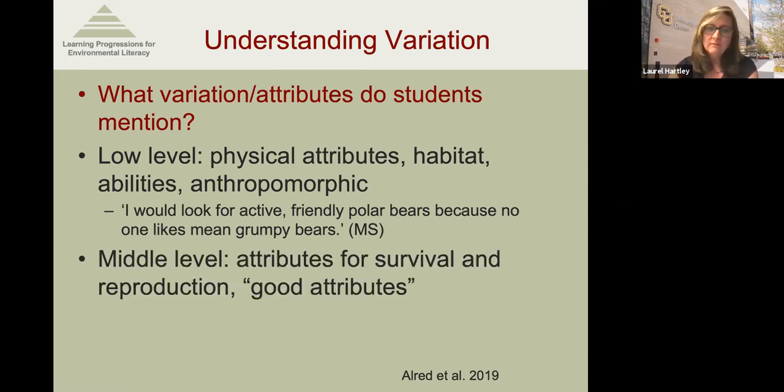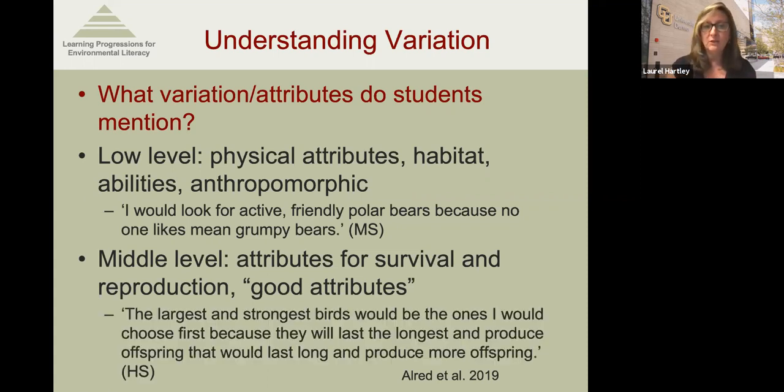In the middle level, they picked attributes for survival and reproduction, or they would kind of give eugenic-y sorts of answers like good attributes. So the largest and strongest birds would be the ones I would choose first because they will last the longest and produce offspring that would last long and produce more offspring.